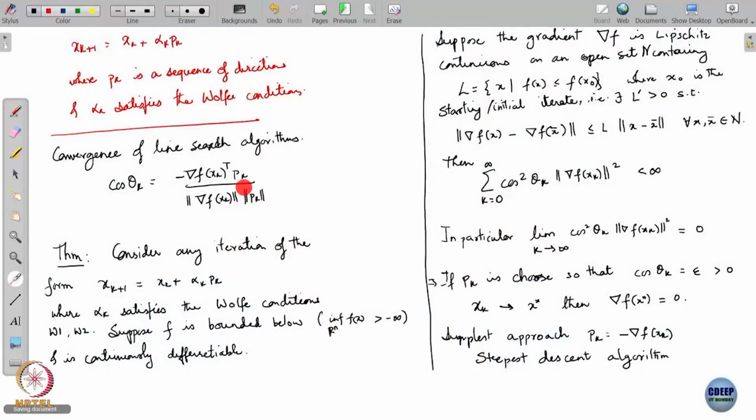So, when you are designing these sorts of algorithms, or coming up with your iterate, so long as you make sure that the cosine of the angle continues to be bounded away from 0, you should be fine, and your iterates will take you to a point where the gradient vanishes. All right. So, with that I will stop this lecture, and we will continue next time.